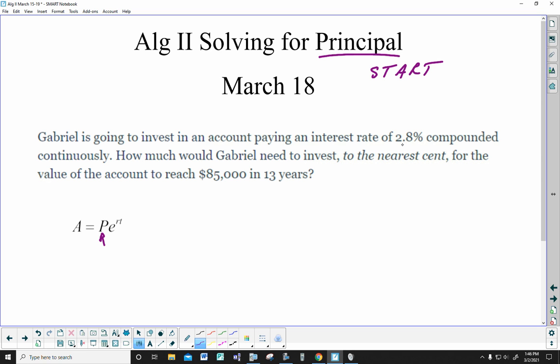So, going through it, your interest rate, now remember, rate is always written as a decimal, and you move the decimal point 2 places left. So, that's your R. Okay, nearest cent, we'll get back to that.